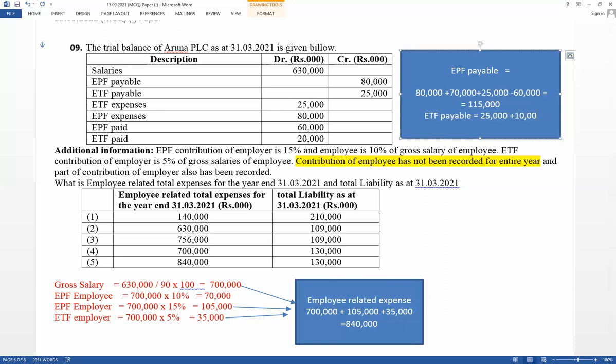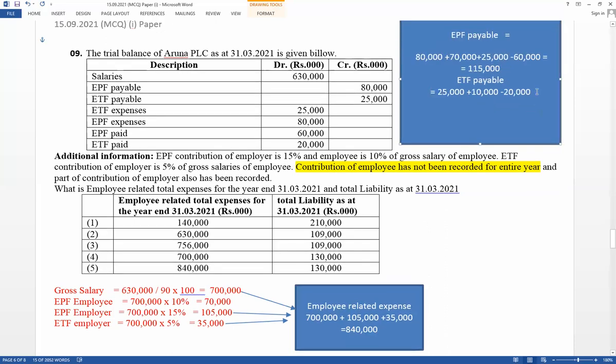Here plus 10,000. As well as it has given ETF paid in cash 20,000. That value should be deducted. 20,000 paid to the central bank. Therefore, take the difference value. ETF payable value equals 15,000.